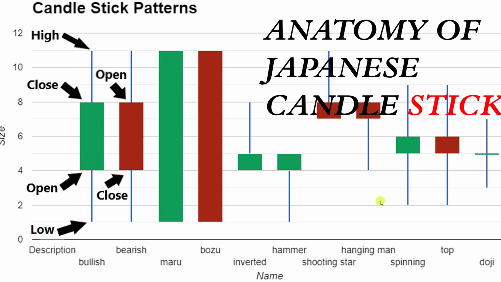So we'll start from the basics now. The basic candles you need to start with are the two candles we'll be discussing today, which are the hammer candle and the shooting star. So let's get started now.